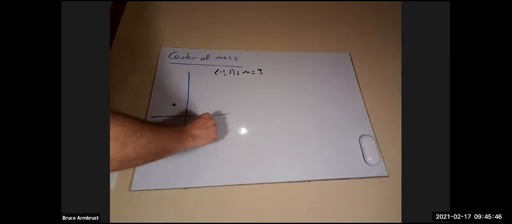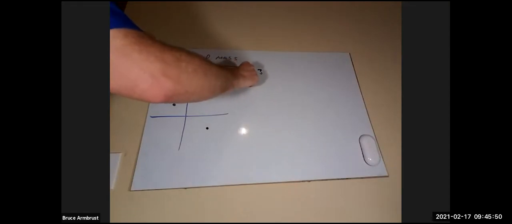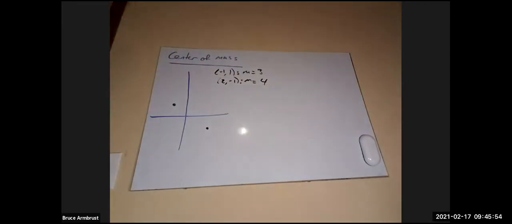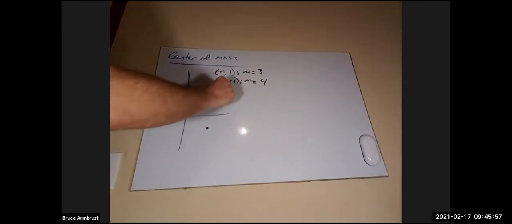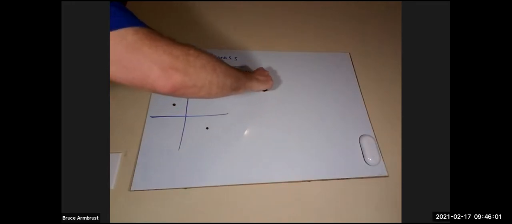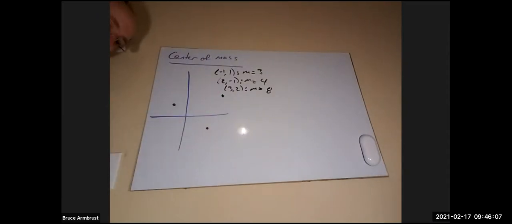All right, then there's another point that's out at 2, -1. And it's got a mass of 4. And then lastly, there's a point out here that's 3, 2. And its mass is 8. Okay, so different mass objects that are in different places. And we want to find the center of mass.